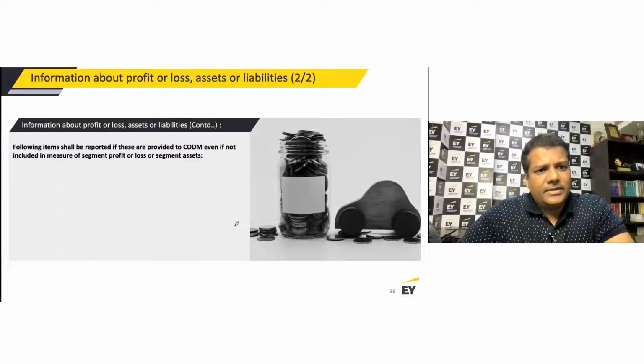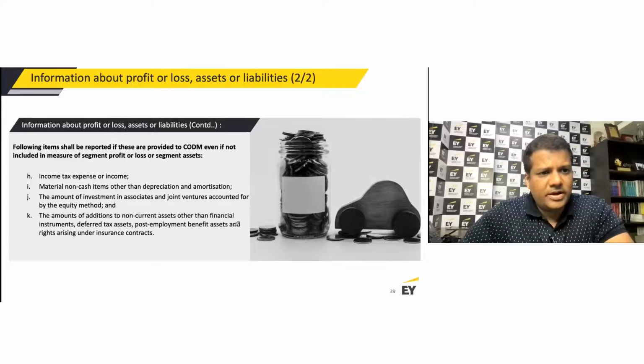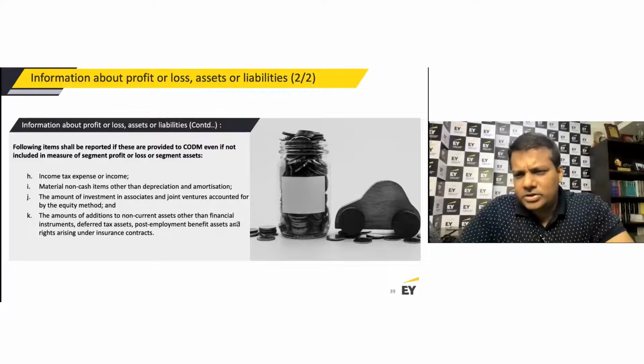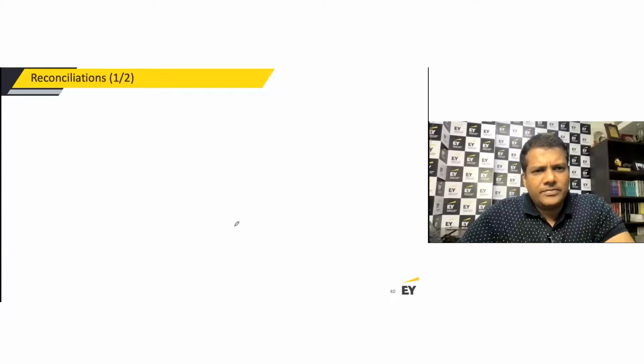So shall be provided: income tax expense, okay, material non-cash items other than depreciation and amortization, investments in associates and joint ventures, the amount of additions to non-current assets other than financial instruments, deferred tax. So lots and lots of disclosure, right, is what is required as part of this, and then you've got to reconcile.